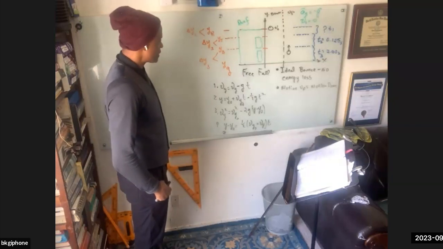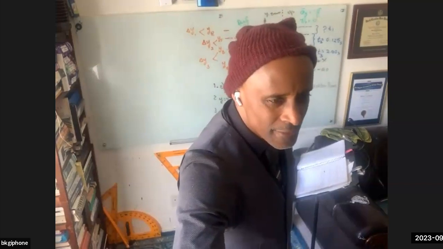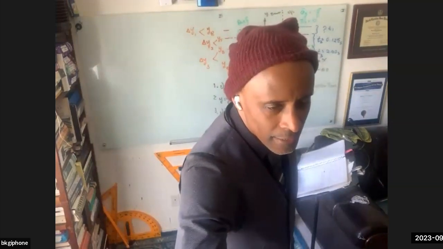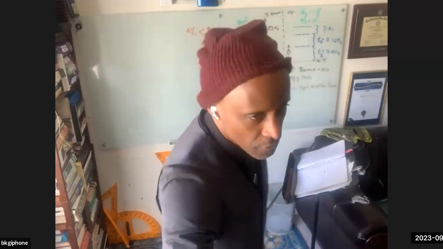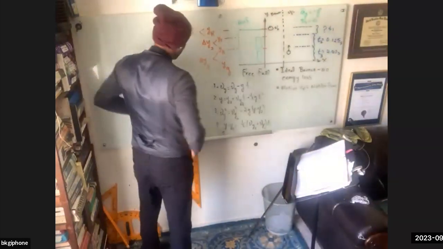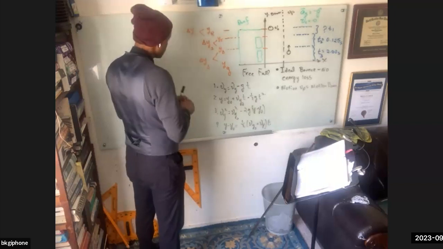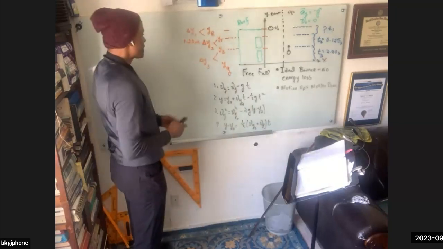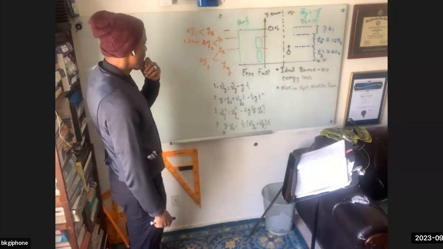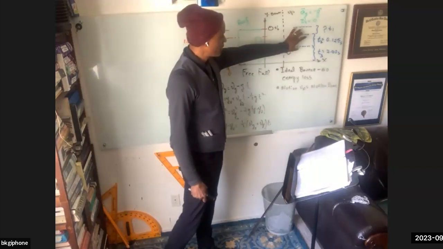So since I know this distance, delta Y2 is, I forgot what it was. I don't remember. 1.20 meters. So delta Y2 is 1.20 meters. So in that section, I guess I don't actually need anything for that section, do I? Because I have the acceleration, I have the time, and I have the distance.